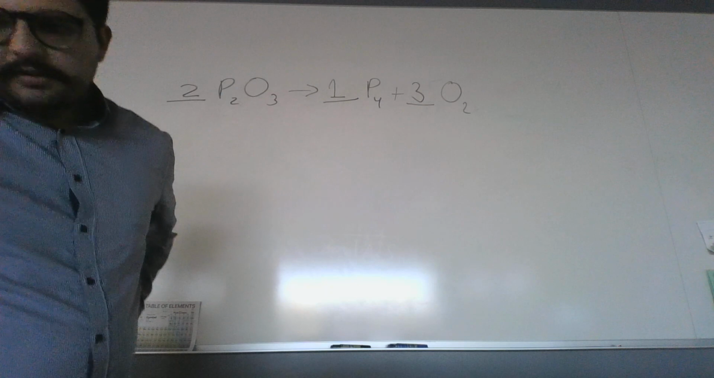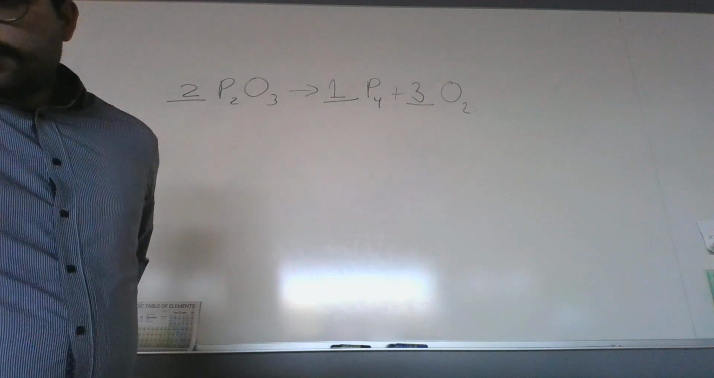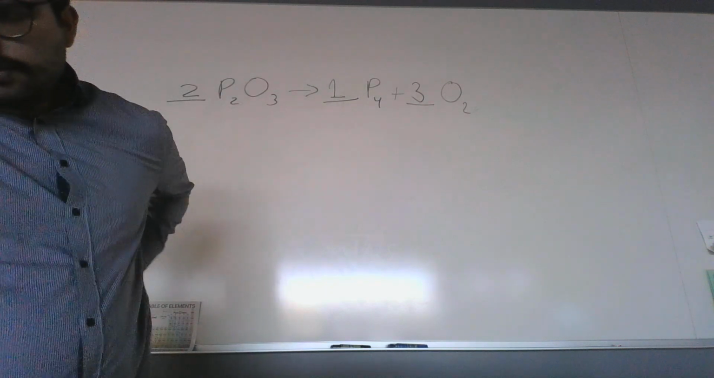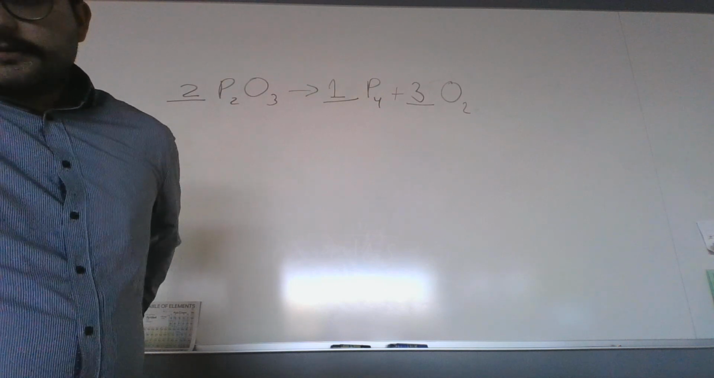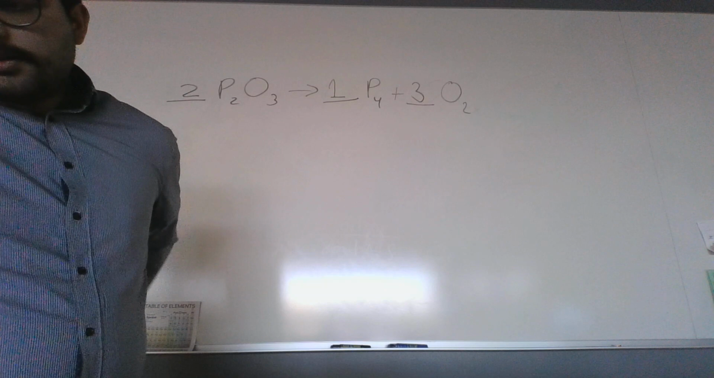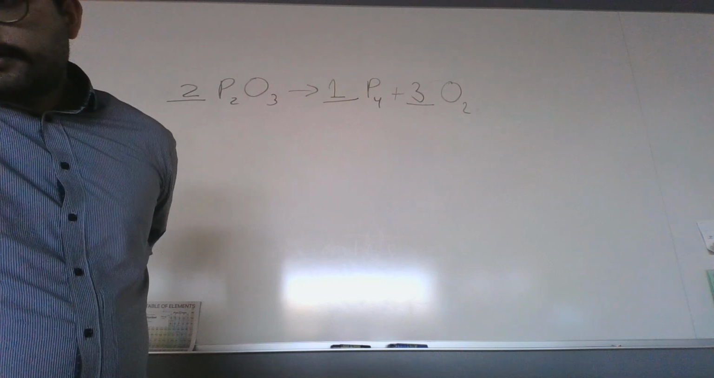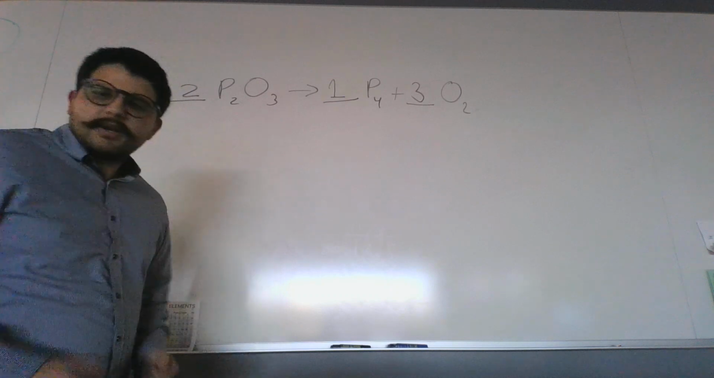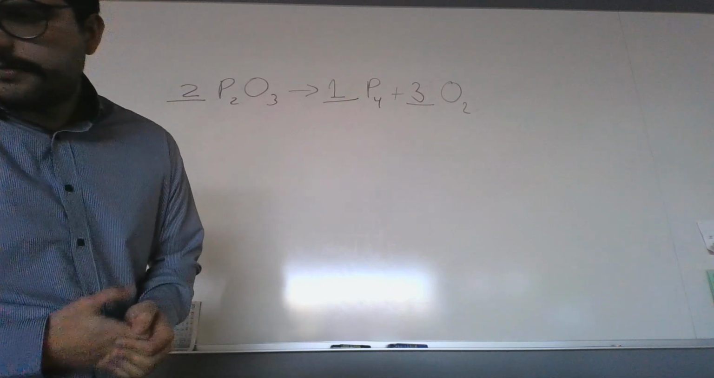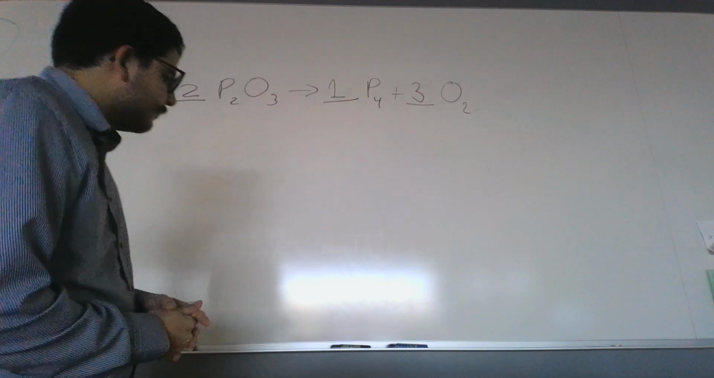And the rest of the question asks, if we start out with 100.35 grams of P2O3, what mass of P4 do we end up with? What mass of O2 do we end up with? Use correct units and label what the mass of P4 is and what the mass of O2 is. So we're going to do it step by step. Let's begin with solving the mass of P4 we can produce.